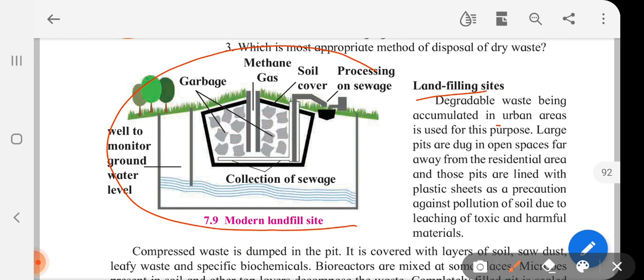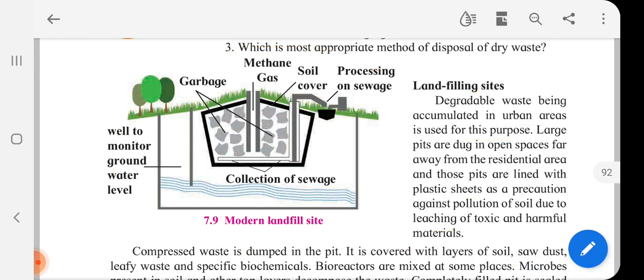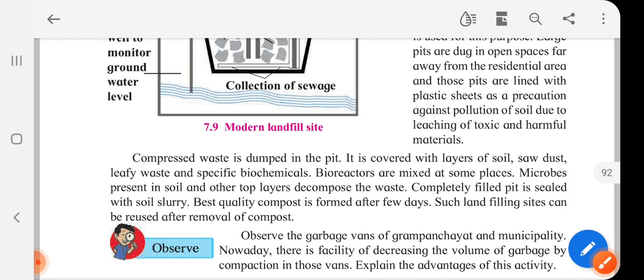Degradable waste being accumulated in urban areas is used for this purpose. Large pits are dug up in open spaces far away from residential area, and those pits are lined with plastic sheets as precaution against pollution of soil due to leaching of toxic and harmful materials. So they dig this pit and they fill it with the garbage and have a protective covering of plastic. Compressed waste is dumped in the pit. They compress it and they dump it in this pit.